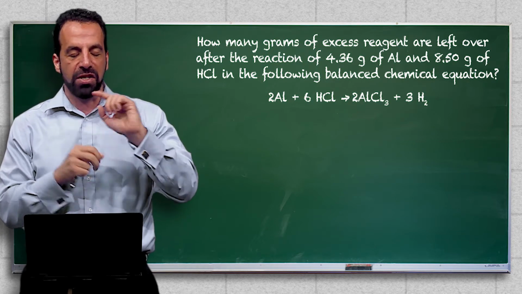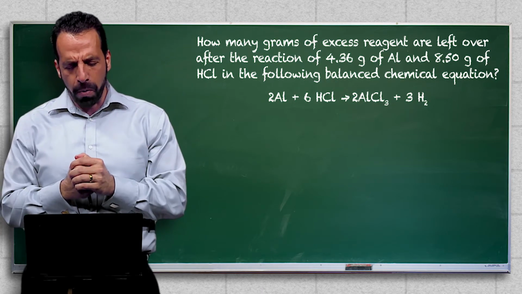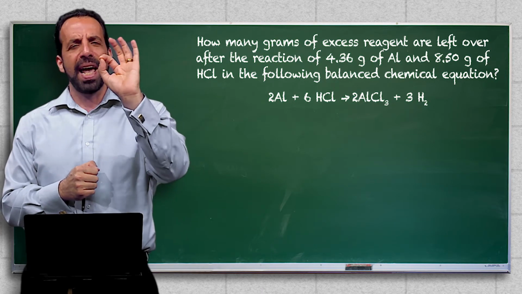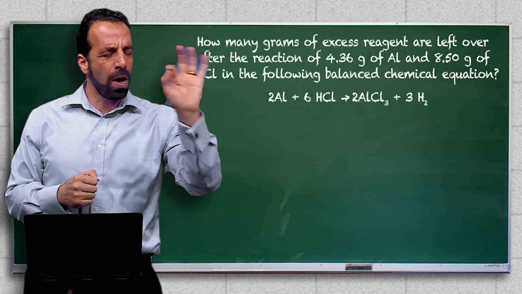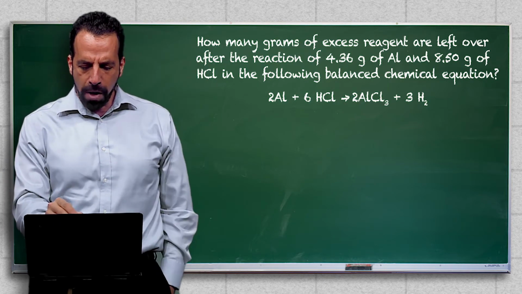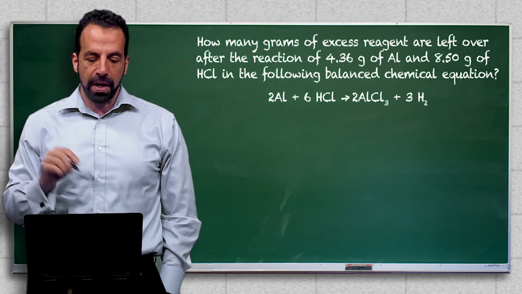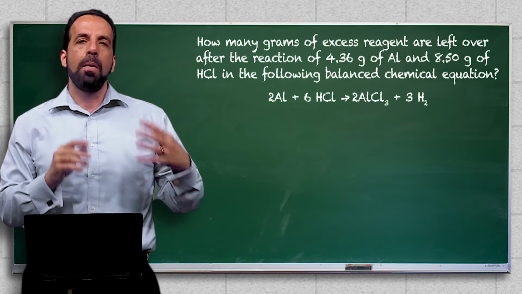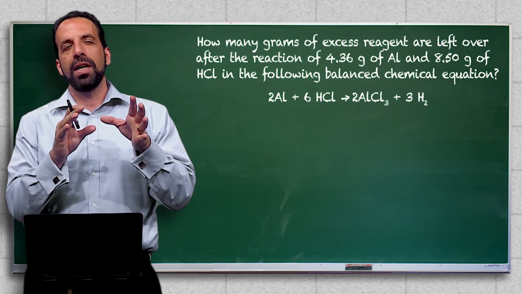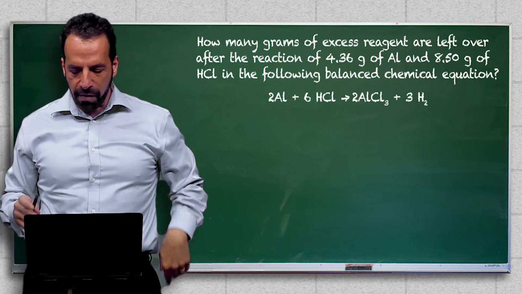Again, all these calculations are theoretical. Your actual yield is always going to be lower than your theoretical. So we make one reagent excess to force the other one to get used up. So in this case, we have 4.36 grams of aluminum, 8.5 grams of hydrochloric acid, and we want to say, okay, which one of these is excess, and how much of that excess is going to be left over?